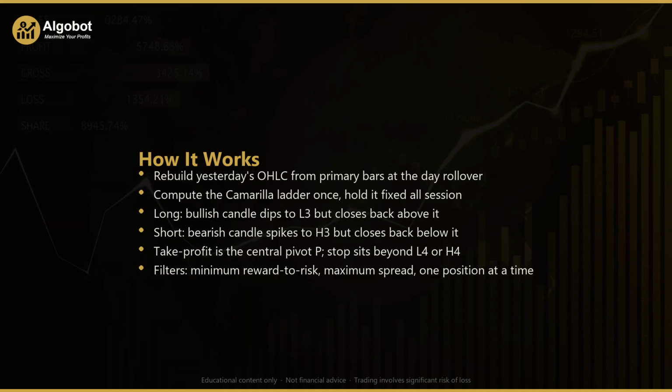Before any order is placed, one more filter applies. The strategy measures the distance to the target versus the distance to the stop, and it only proceeds when that reward-to-risk ratio meets the minimum you set. It also skips entries when the spread is wider than your limit, and it holds only one position at a time. From there, the structural pivot target and the rail stop quietly manage the exit.